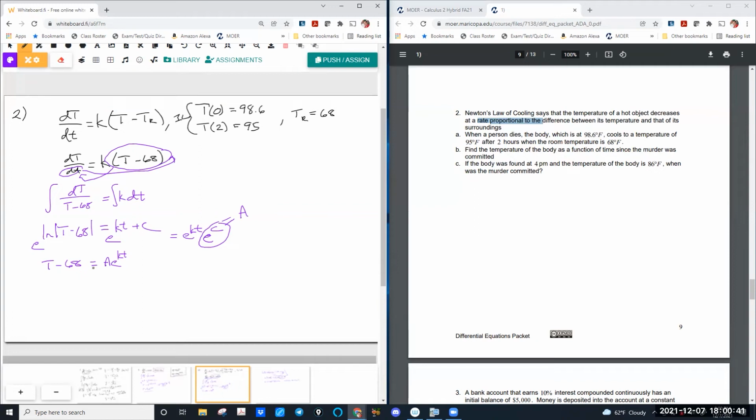Okay, our goal is to solve for T. So I'm going to add 68 to both sides. You can put it before or after. It's really not going to make a difference.